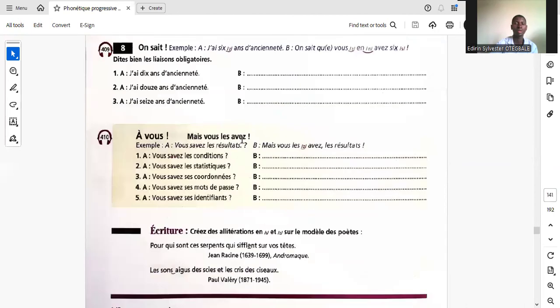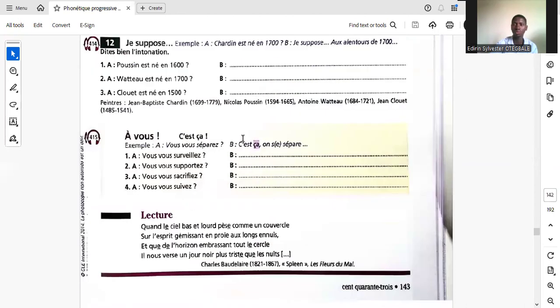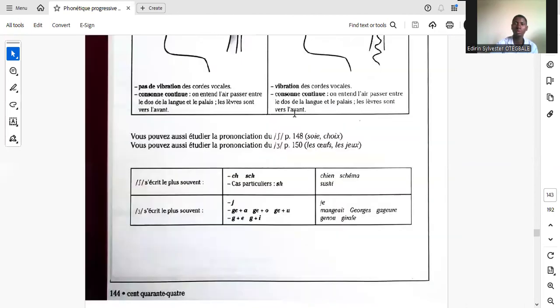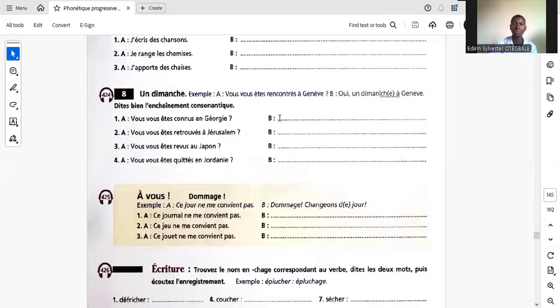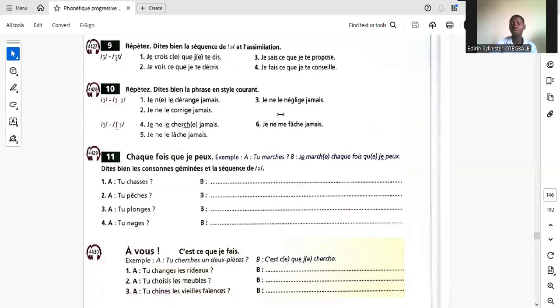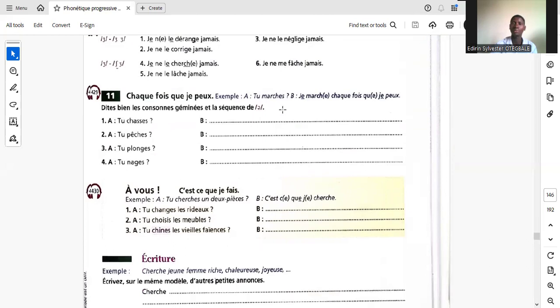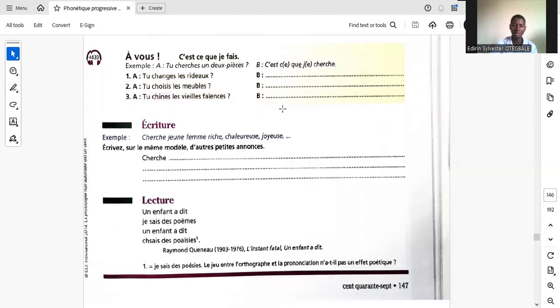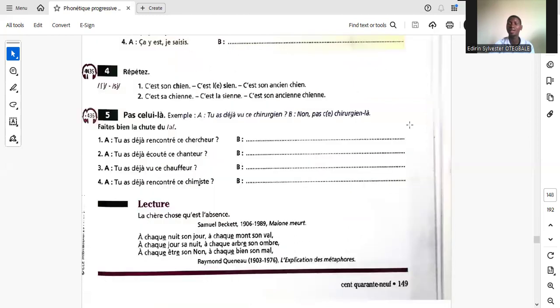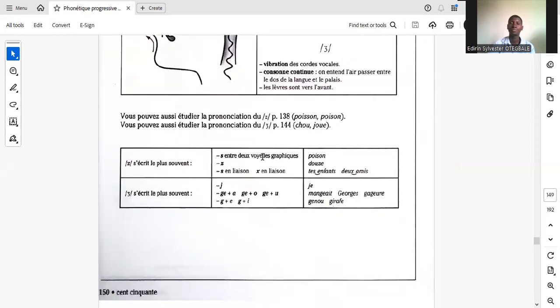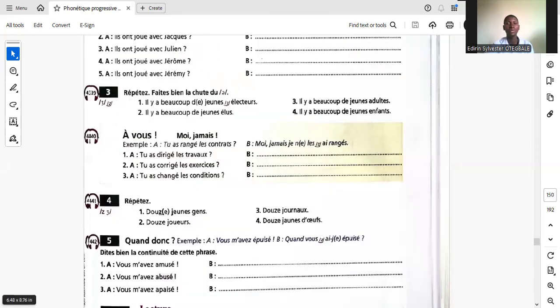We are going straight now to these consonnes sonnantes. For these consonnes sonnantes, we're going to be looking at the five sounds. But these sonantes are also divided into three categories. We have the nasals, we have the lateral, and then we have what we call the roulé. Nasal, lateral, and roulé.